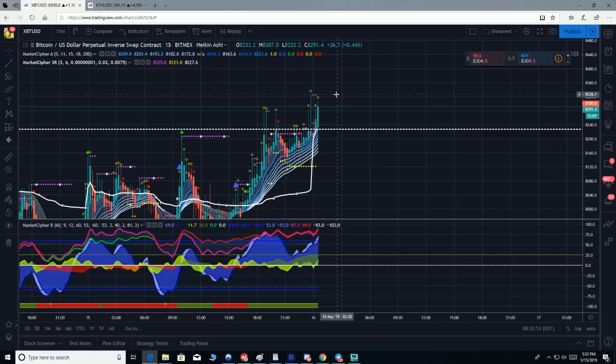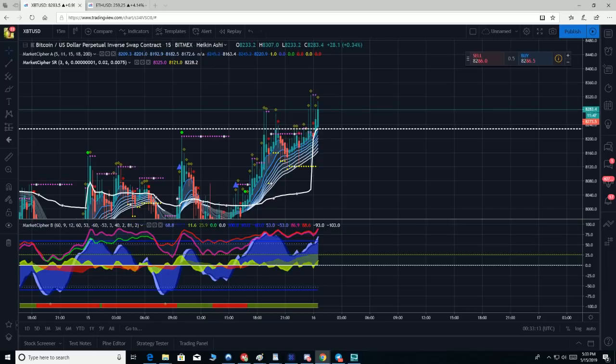$83.20 is my next profit take. Taking profit at $83.20. Although 8,300 is close enough. See, it's going down a little bit. I'm gonna shave a fourth. Took a fourth profit. It's coming back down.